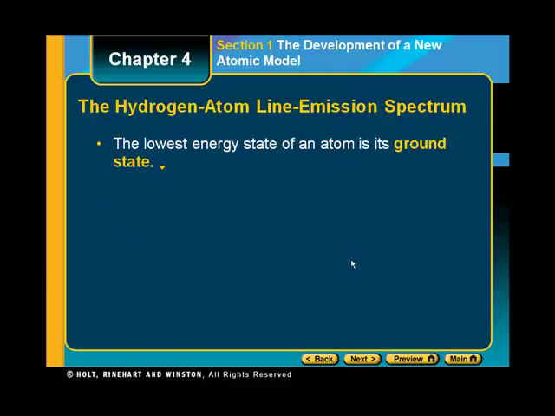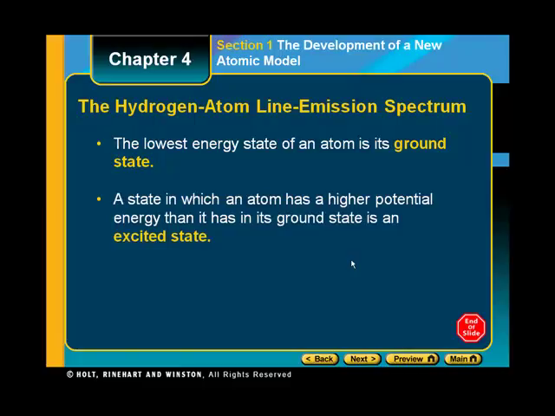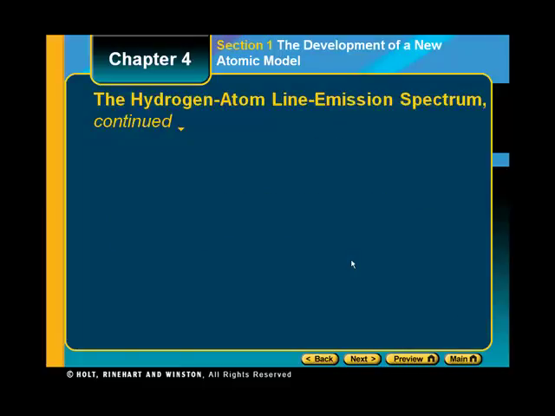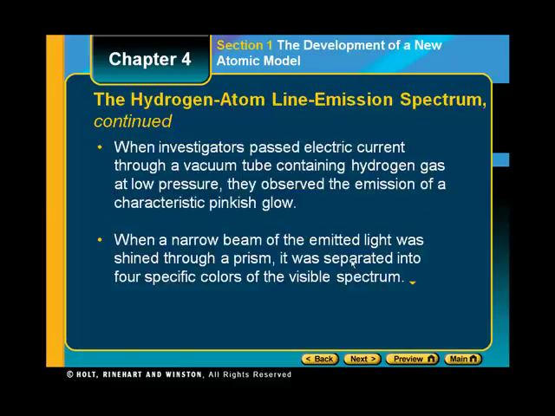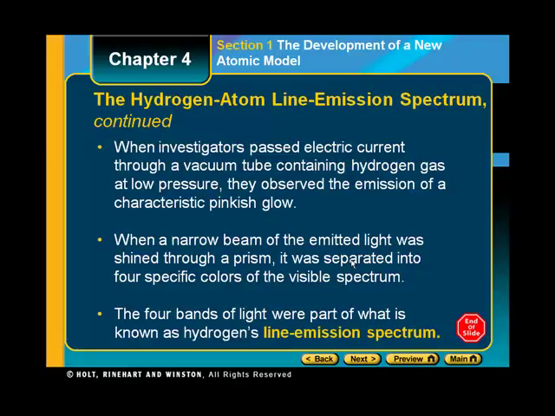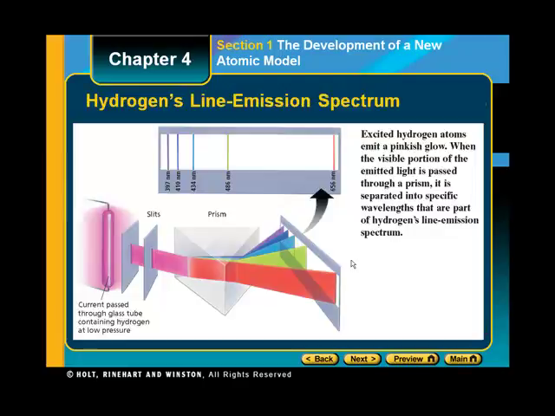Now, another experiment was the hydrogen atom line emission spectrum. In this experiment, they put electricity through a vacuum tube of hydrogen. And a vacuum tube is just hydrogen gas at low pressure. When they put the electricity through, the gas began to glow and emit light.